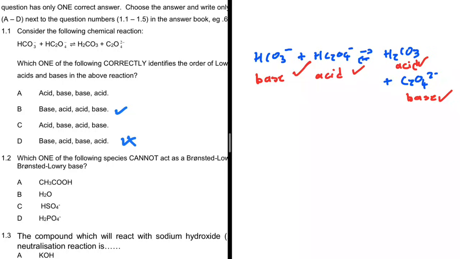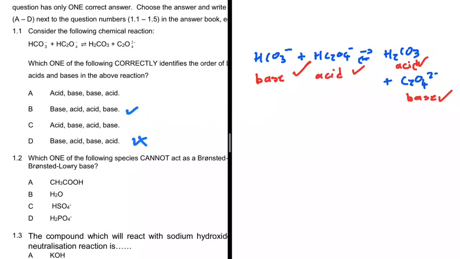So there we go. For the most part, you just need to identify one acid. As soon as you identify one acid, everything else is easy to figure out, because if you have an acid, then it's the reaction with the base, and then the conjugate acid and the conjugate base. But anyway, that is 1.1. So for 1.1, the answer is B.